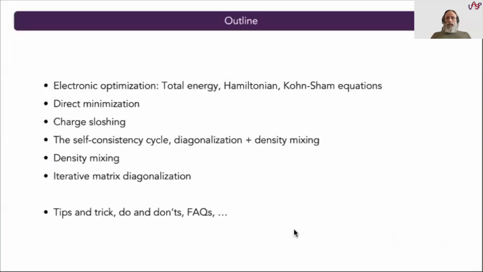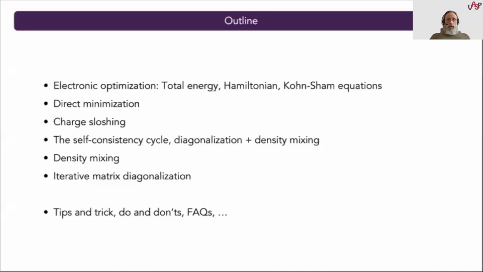So a rough outline of what you can expect of this lecture is shown here. We'll first state the problem that we're trying to solve. So quickly go over things like total energy, Hamiltonian, Cohen-Sham equations. And then we'll discuss a category of methods of electronic optimization called direct minimization. And that will lead us to discuss a problem that these optimizers face, and that many optimization methods face, and that's the problem of charge sloshing. So we'll discuss this.